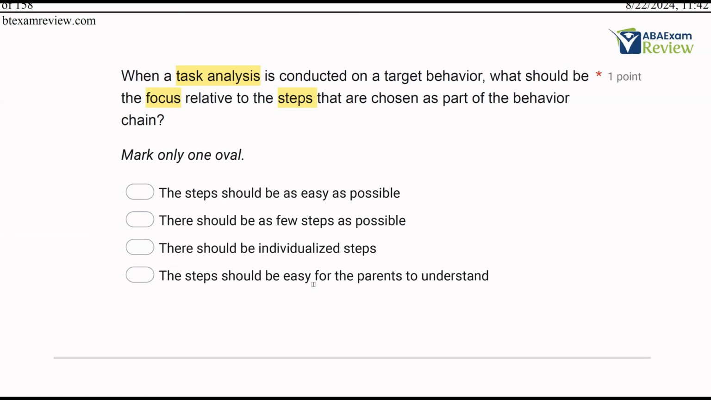Yes, the parents are part of the team. Yes, we want them involved, but that's not going to be the priority, right? Just because the parents can't understand doesn't mean it's not the best intervention possible. So what we want to focus on is individualization of the intervention, and we want to do C, should be individualized steps.